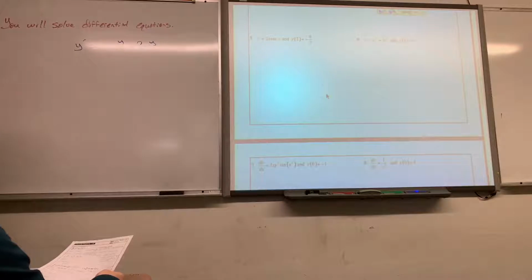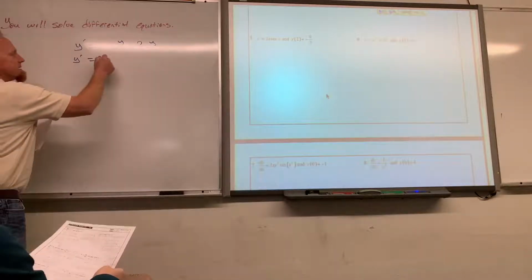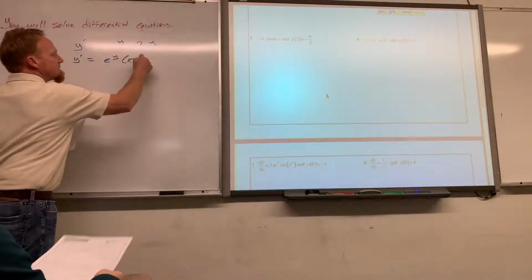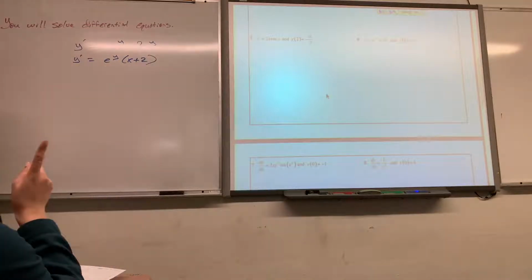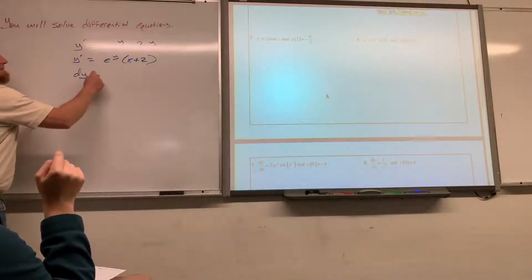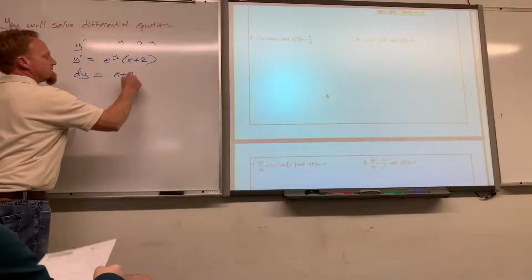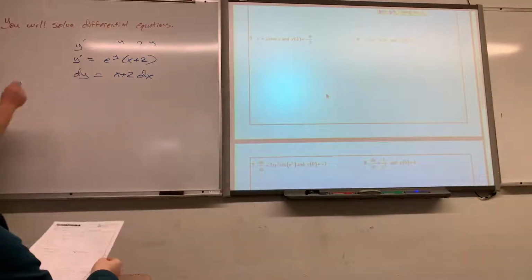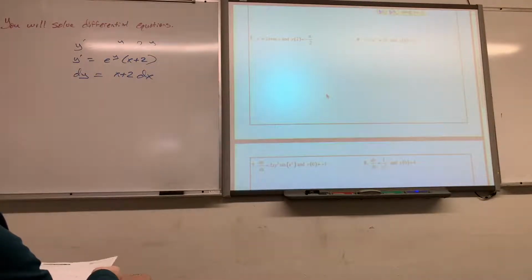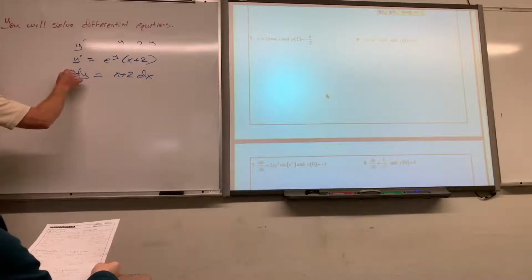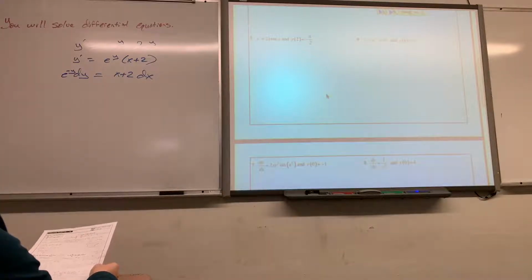Alright, then pull out an e to the y. And then I divided it over and multiplied the dx over. Alright. So what does it look like over here? 1 over e to the y, which is the same thing as e to the negative y. Alright, questions on that? Okay, I got it now.